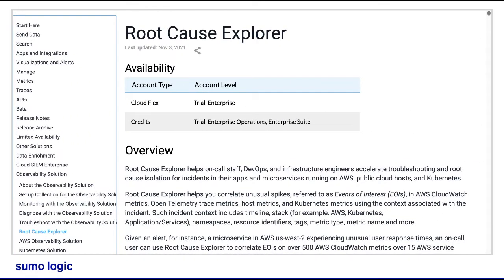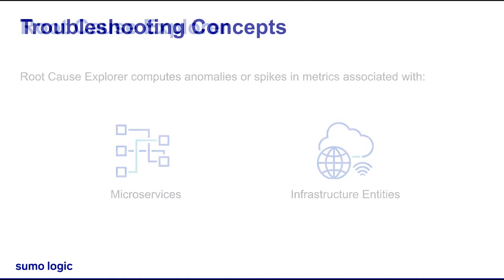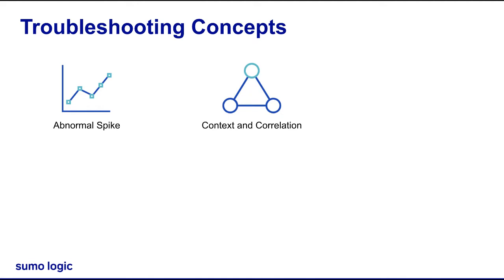Before you begin, make sure your organization's account is entitled to Root Cause Explorer by referring to the Sumo Logic documentation. Root Cause Explorer is based on 6 troubleshooting concepts that should be familiar to on-call engineers. First, abnormal spikes in a metric indicate either a cause or symptom of an issue. Next is context and correlation. Correlating spikes with context such as time range are essential clues to finding the root cause. Then, the connections. Connections between entities such as microservices and infrastructure components help understand the chain of causation and help on-call engineers link symptoms to root causes.